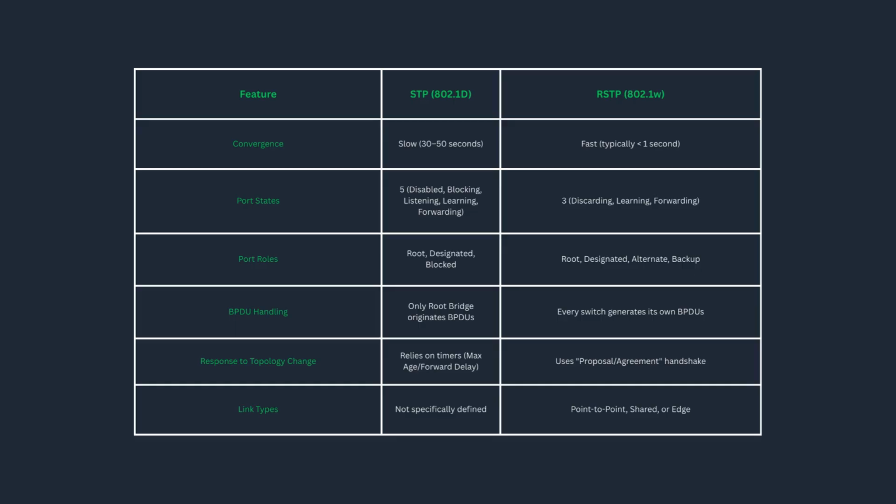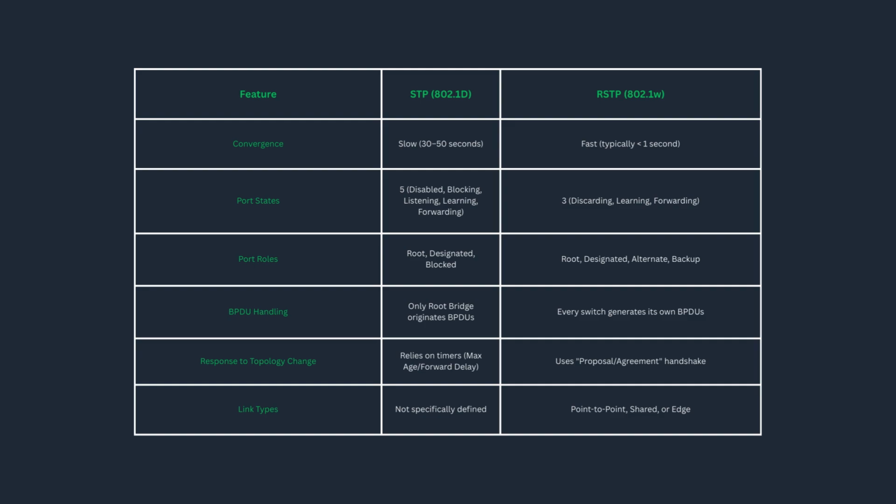BPDU handling. This is crucial. STP only has the root bridge originate BPDUs, while RSTP has every switch generate its own BPDUs. This distributed approach is key to faster convergence. And response to topology change? STP relies on timers with a max age and forward delay mechanism. RSTP uses a proposal agreement handshake, which is much more efficient and faster. Link types. STP doesn't specifically define link types, but RSTP recognizes point-to-point, shared, or edge links, allowing for optimized behavior.